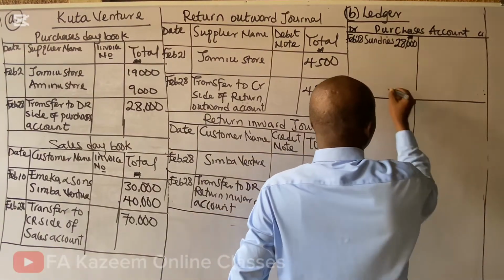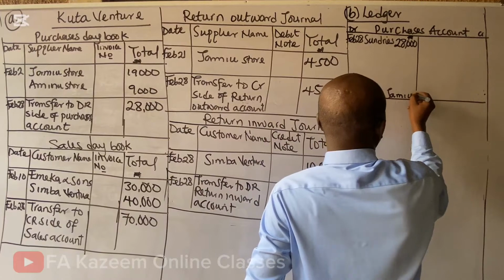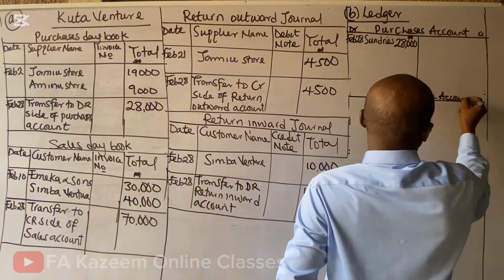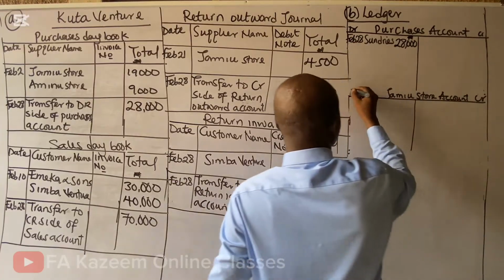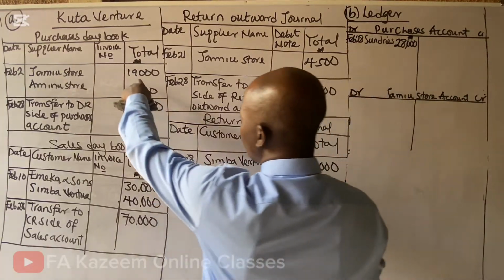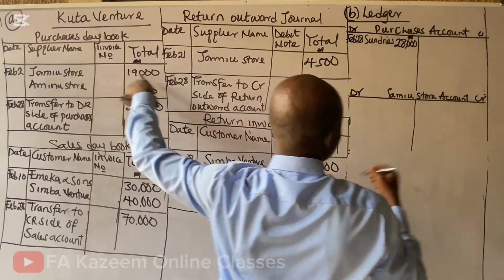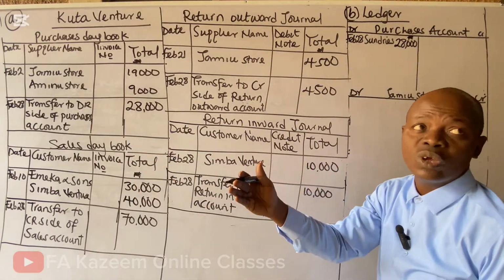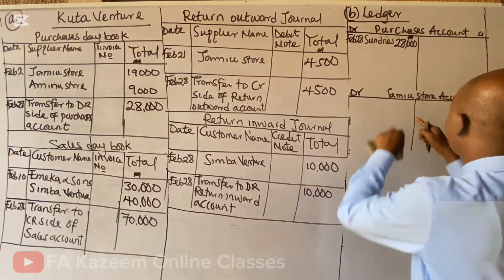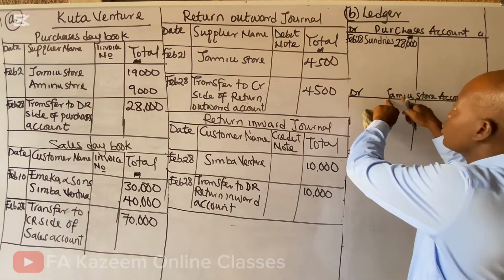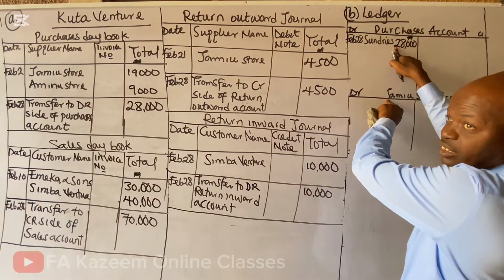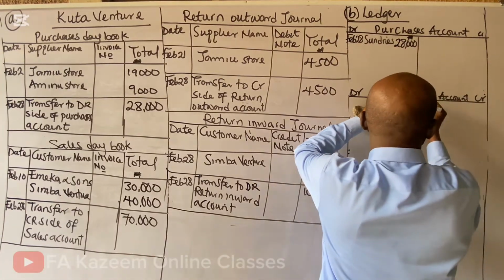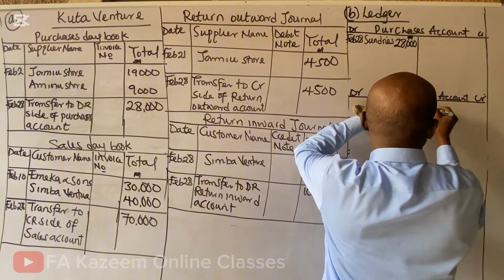Firstly, we'll credit Jamu store account. This is the supplier. How much goods do we buy from Jamu? 19,000. Jamu is the one supplying. And we have said when you are giving out, I can't say you should credit. Who is giving out the goods? Jamu. The goods given out has been debited. And who is giving it out? Supplier Jamu. And that is February 21.